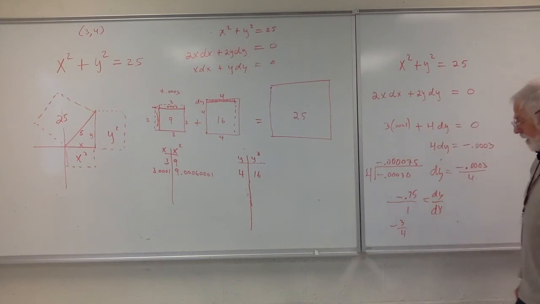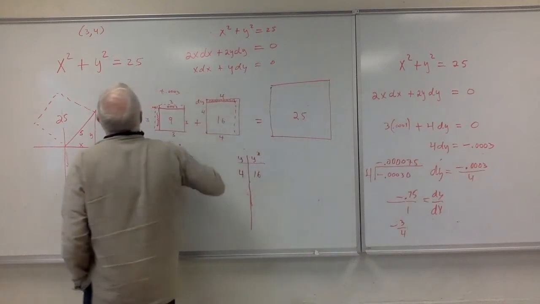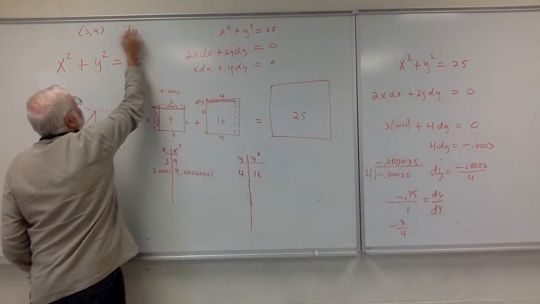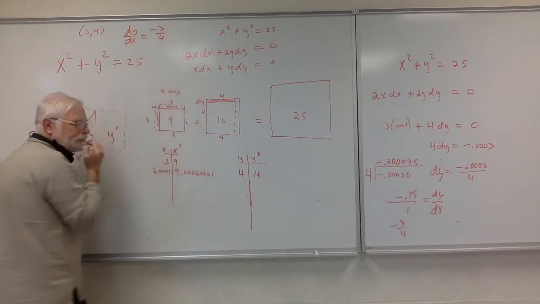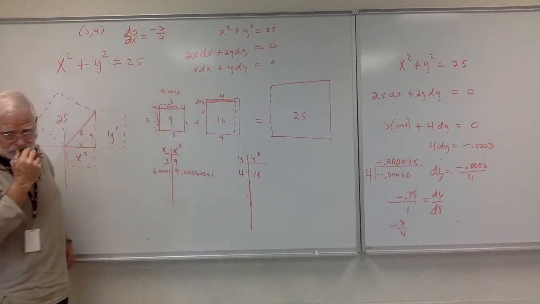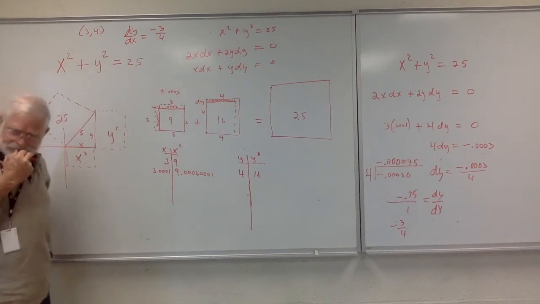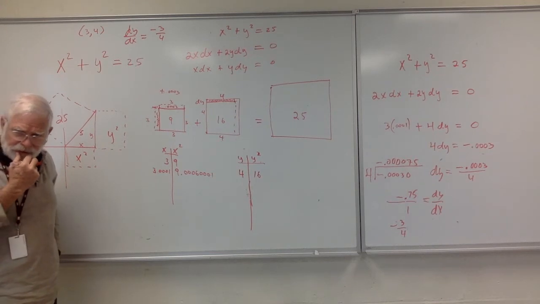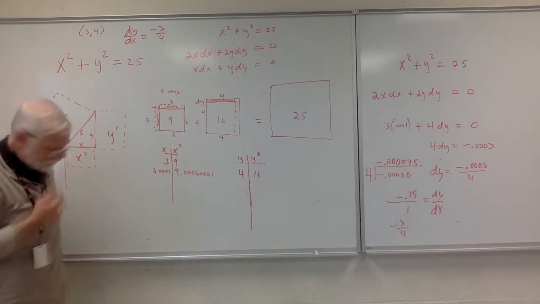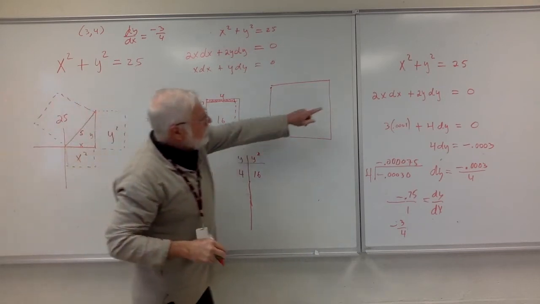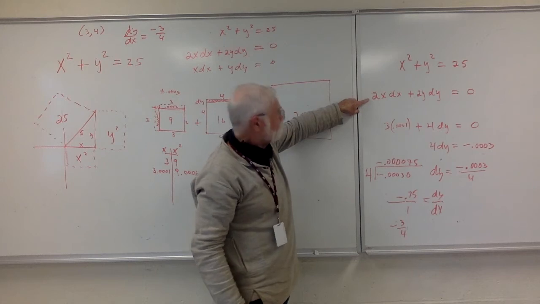Negative 3/4. So dy/dx, coming back over here, dy/dx is equal to negative 3/4. Looking at our final answer and the x's and the y's that we started with, there might be a relationship there. Well, let's go back over here at this line of work and let's solve for dy/dx.